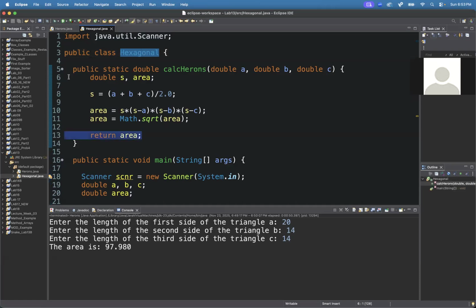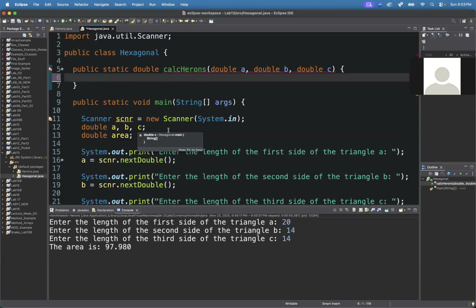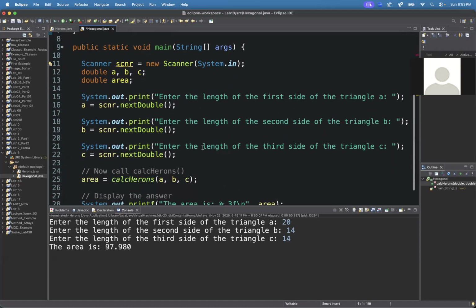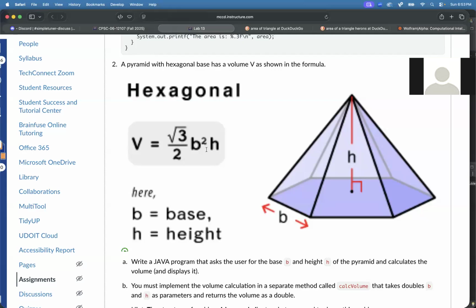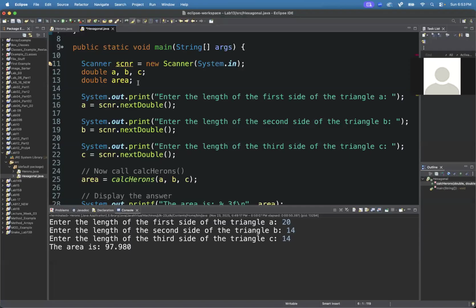This is all going to be wrong, so I'm going to delete the inside there. But then let's go down to the main. What this has is we need a base and a height. We should probably call those B and H, right? A base, a height, and a volume. So I'll get rid of these variables here and have a B and an H and a volume, right? Something like that.